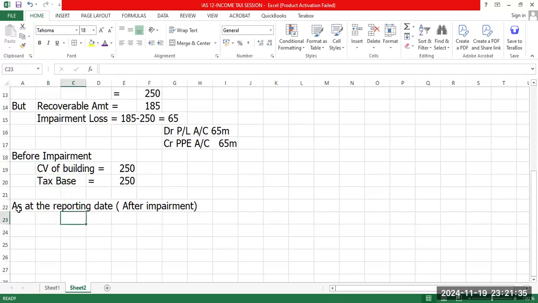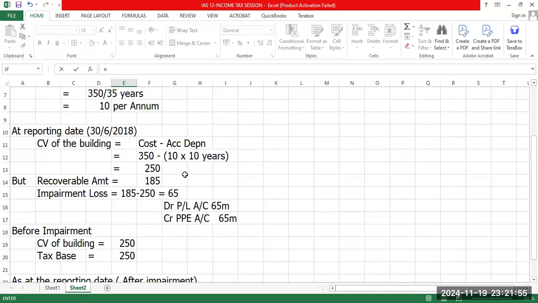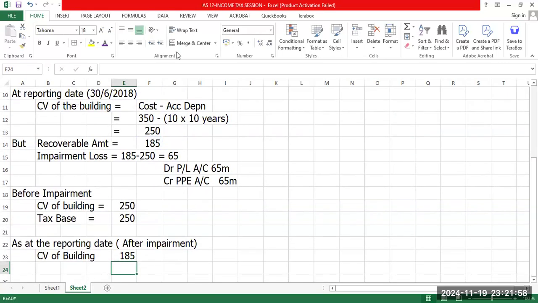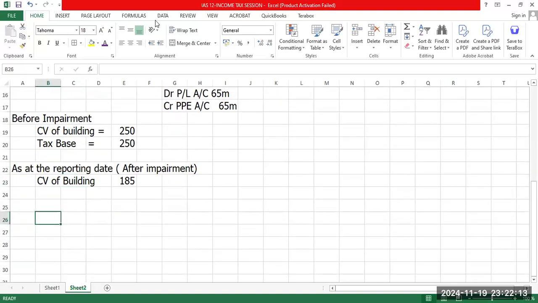But here you need to recall that since we look for deferred tax implication as at the reporting date, we need to know what is our carrying value of the building. The carrying value of the building is now the recoverable amount. Do you agree, colleagues? Yes, I agree. It's right, it's the recoverable amount.